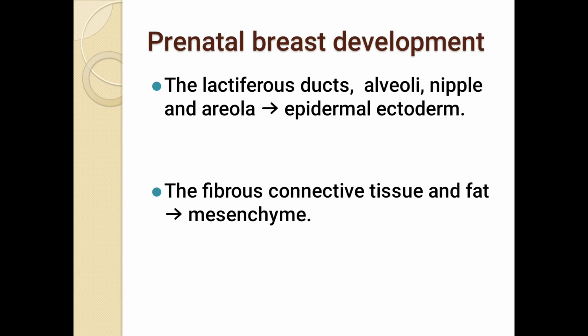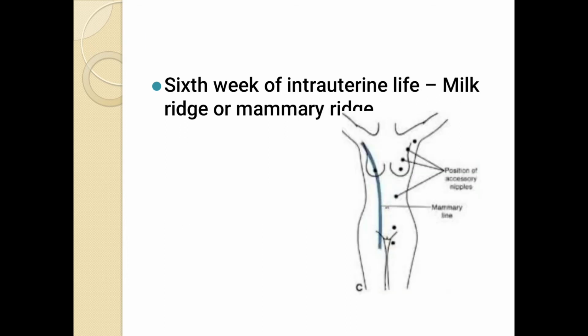So let's see about prenatal breast development. The lactiferous ducts, alveoli, nipple and areola develop from the epidermal ectoderm, whereas the fibrous connective tissue and fat develop from the mesenchyme. The mammary glands are derived from 2 thickened strips of epidermal ectoderm called the mammary ridges or milk ridges, which appear during the 6th week of intrauterine life. It extends from the axilla to the inguinal region.